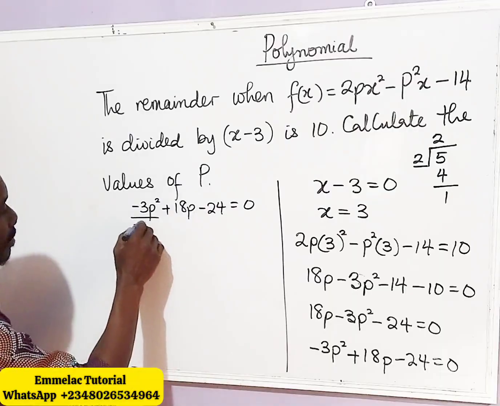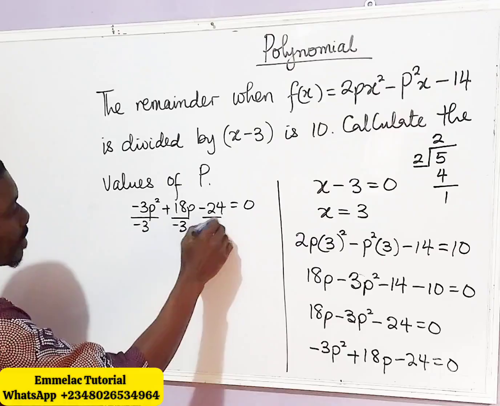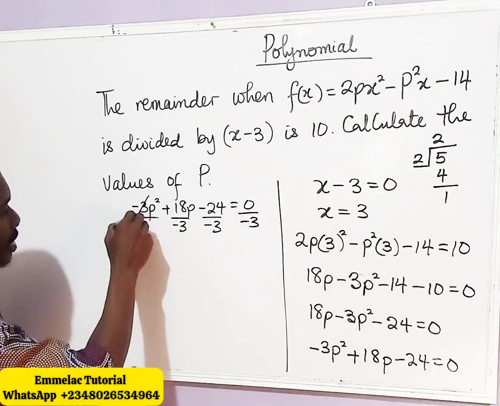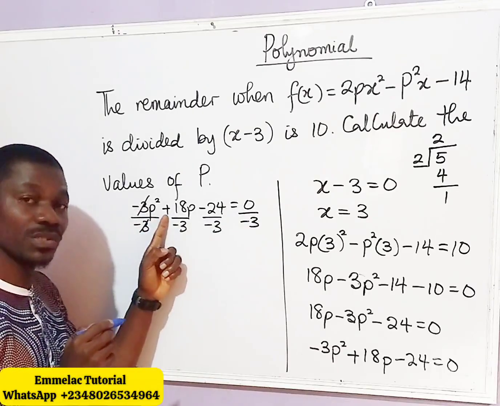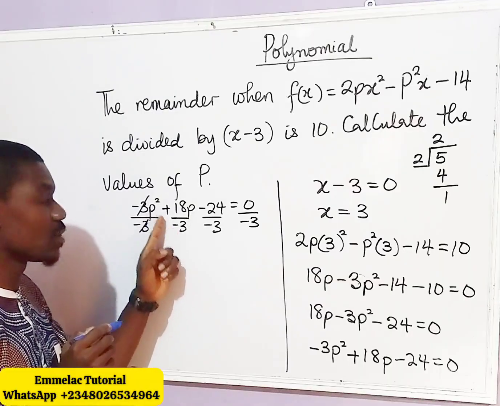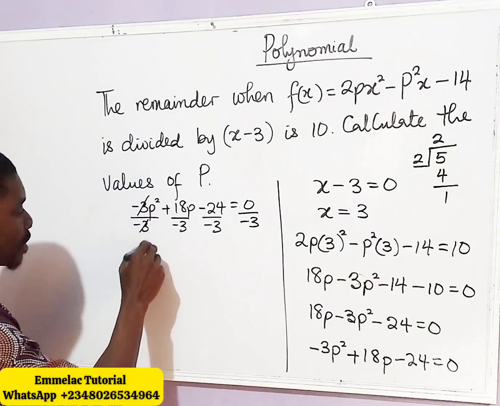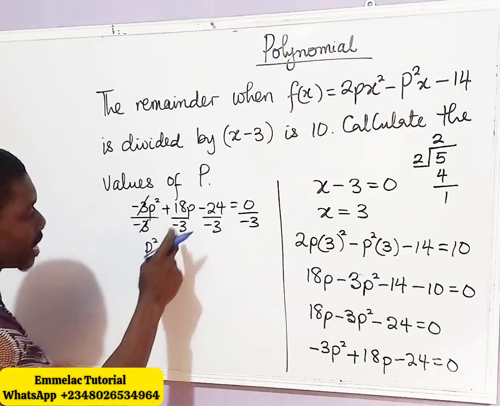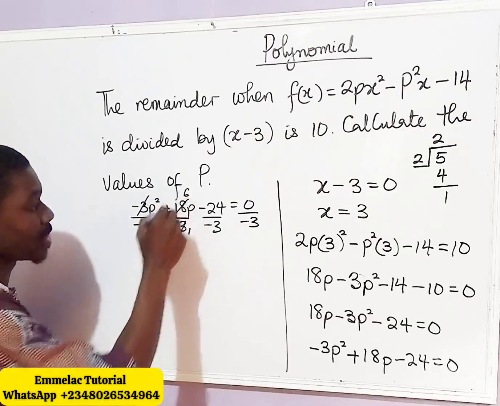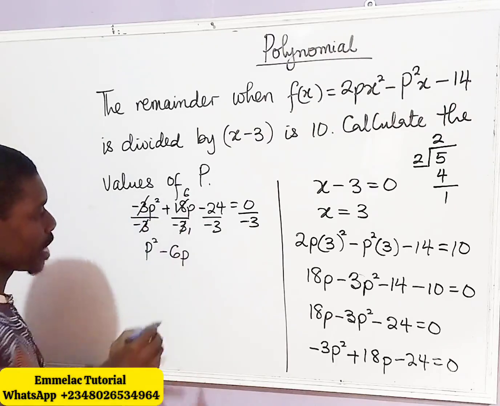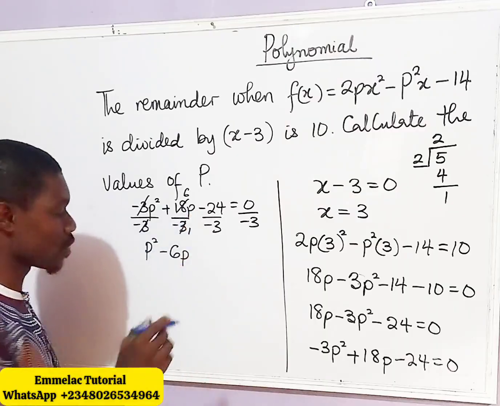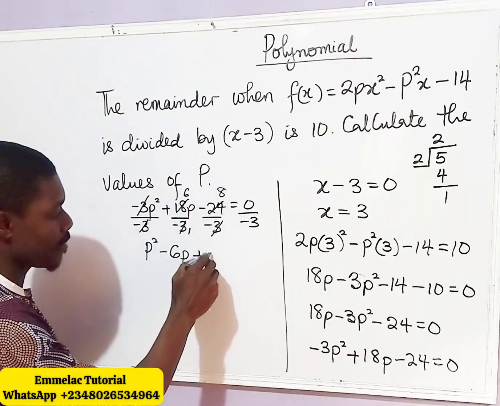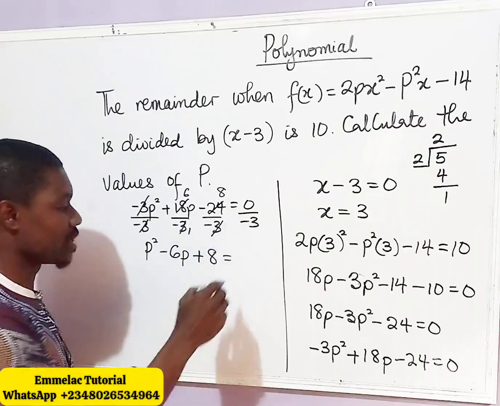Divide this by -3, divide this by -3, divide this by -3, divide this by -3. So this eliminates it. Now take note of this plus and this minus. In this case, we have minus remaining. So let's say this is p squared. Then here we have minus, because plus divided by minus is minus. Then 3 into 18, 6. So here we are left with 6p. Then minus divided by minus will give us plus. Then 3 into 24, 8. So we are left with 8, then equals 0.